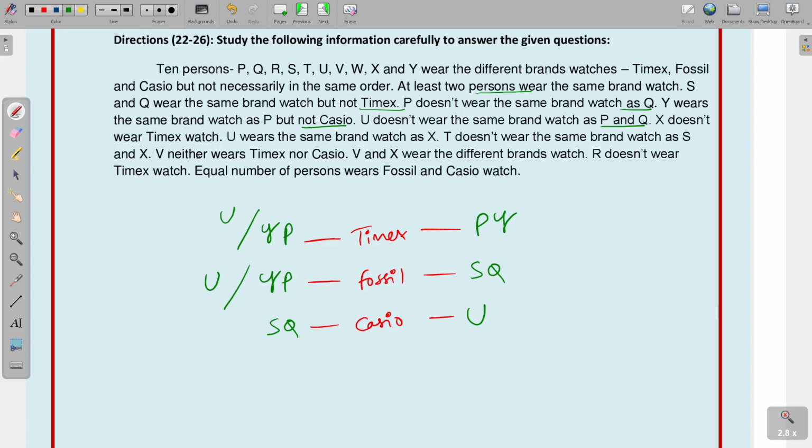X doesn't wear Timex watch. Maybe X is placing here or here. X doesn't wear Timex. Next, U wears the same brand as X. So X is placing here, and in the first possibility X is with U.